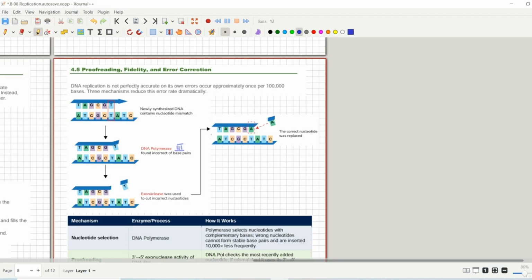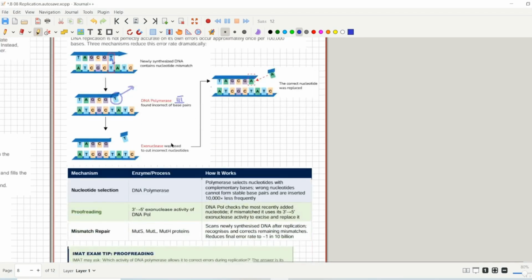So how does proofreading actually occur? When you have a newly synthesized DNA that contains a nucleotide mismatch, as you can see here, this is a mismatch because thymine should be with adenine, right? But there was a mismatch there, you got thymine and thymine instead of adenine. So DNA polymerase will find the incorrect material, remove it, and add the correct nucleotide, that is adenine. So this will be done by DNA polymerase 3 enzyme. So this is how proofreading and error correction is done. So this is the mechanism here.